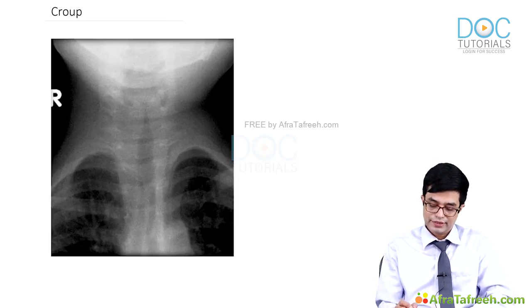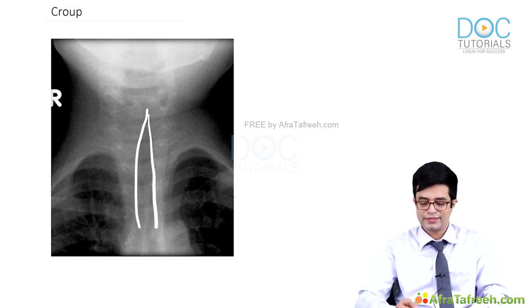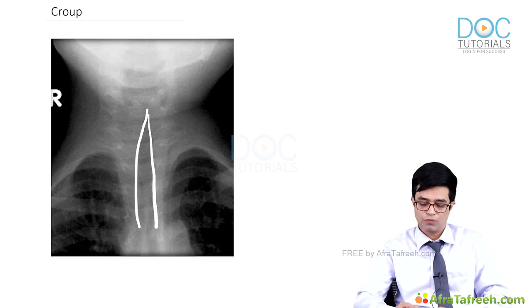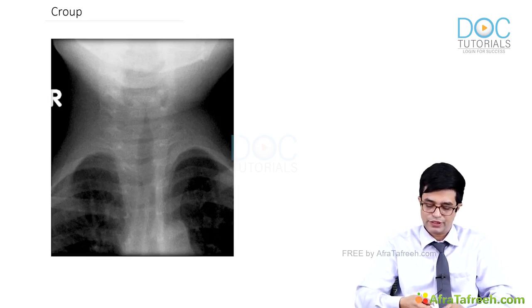Can you see that? I'll first try to form the boundary. This is how the steeple sign looks. Pointed at the top where there is subglottic narrowing, as it is coming down, it is becoming broader. So I'm removing it. Now see it carefully.